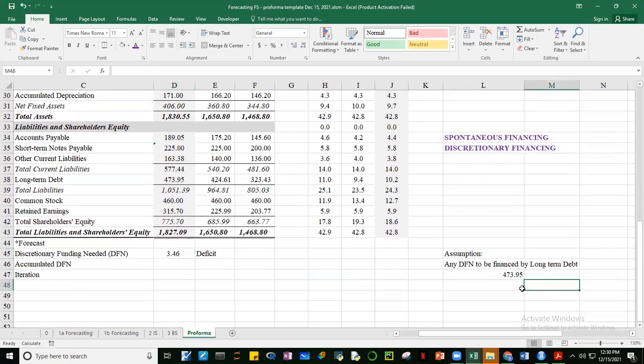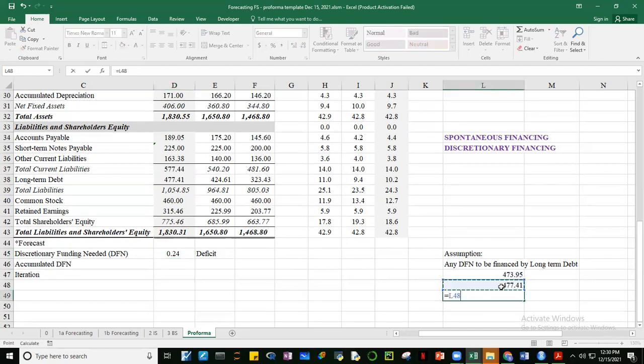Okay, so let's do this. Mag-iterate ulit tayo. Itong previous na to, idagdag natin si 3.46. Add 3.46. Okay. So dapat daw 477.41. Baguhin natin to guys, 477.41. Okay, ano nangyari? Control Enter. Oops. Meron pa rin, 0.24 pa rin. Sige, dagdagan natin ito plus 0.24. So we keep on adding and adding and adding.